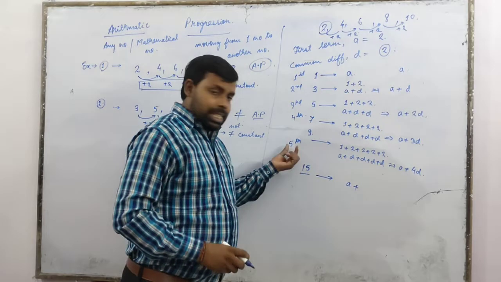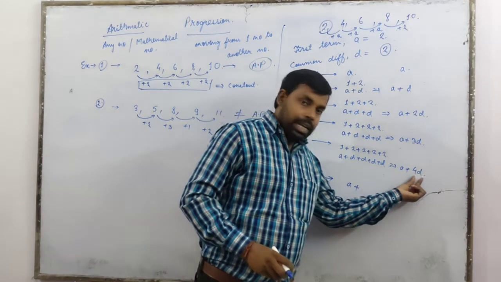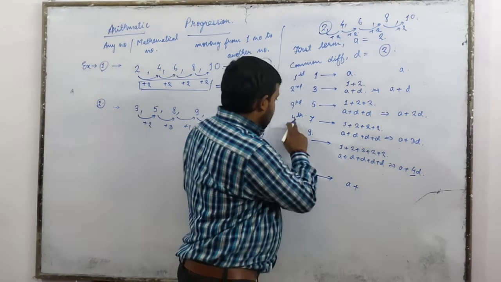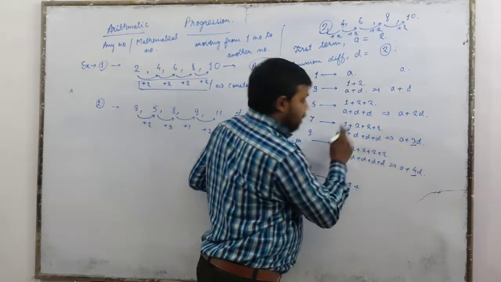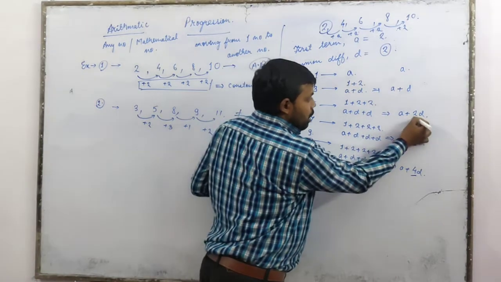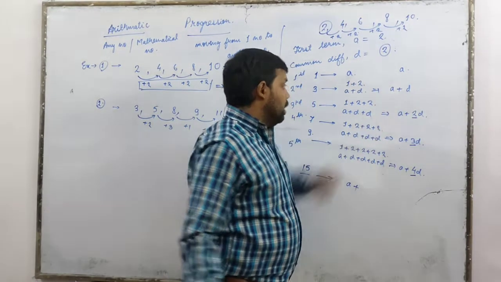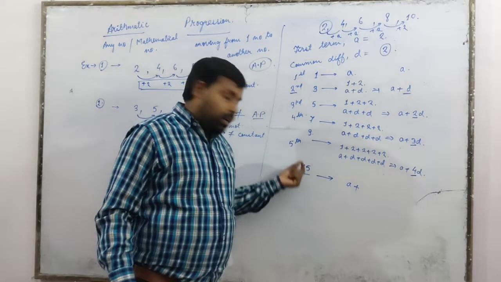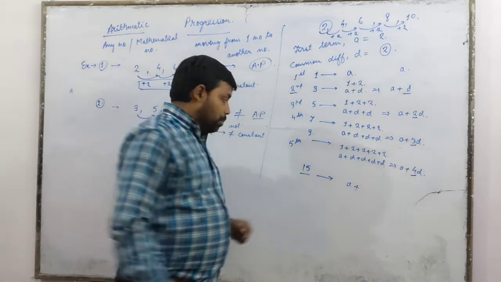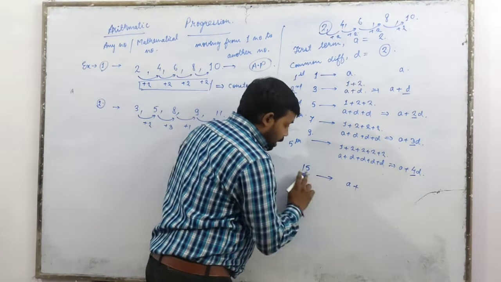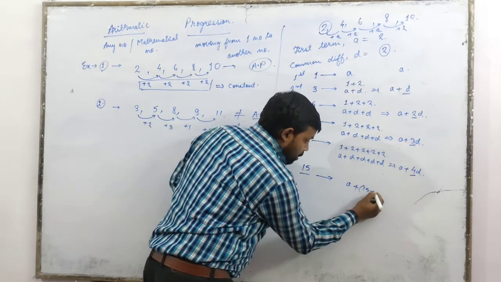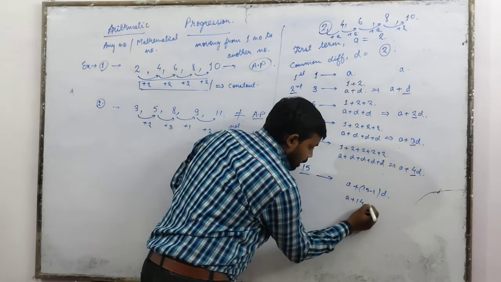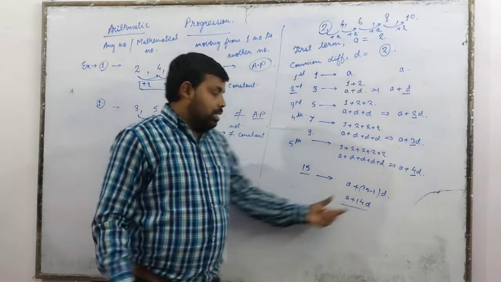When we were writing the 5th number, we were writing 4D. When we were writing the 4th number, we were writing 3D. When we were writing the 3rd number, we were writing 2D. When we were writing the 2nd number, we were writing only D. Now we are to find out the 15th number. So what will we write? We will write this as A plus (15 minus 1) D, that is A plus 14D. So this is our 15th number.